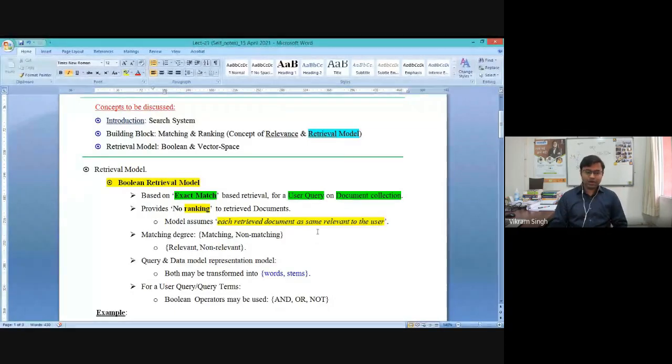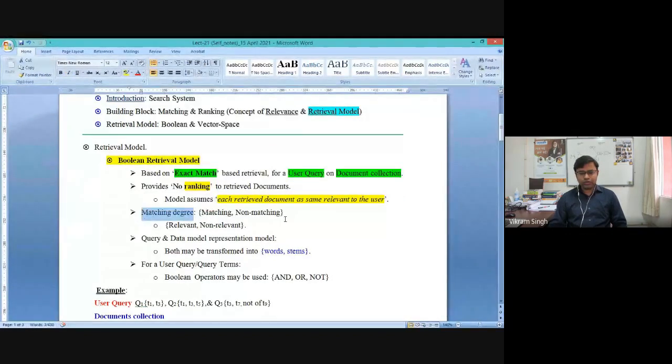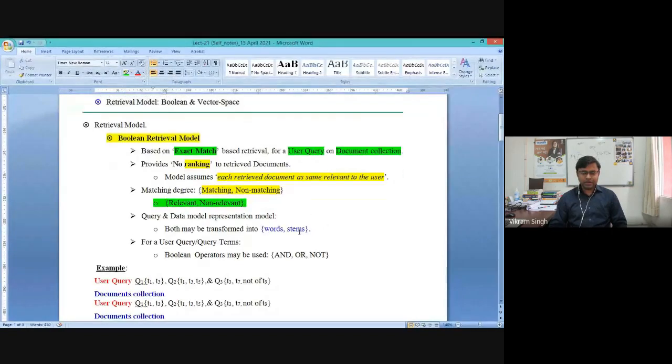So the Boolean retrieval model says each and every retrieved document is relevant to the user, and I'm not going to rank them. All the documents which are retrieved will be presented as they are to the user. There might be some internal arrangement or internal representation, but the Boolean retrieval model does not impose any ranking strategy on the retrieved documents. Primarily it has only two levels of matching degree, matching or non-matching, which is equivalent to relevant or non-relevant. This is something we have discussed.